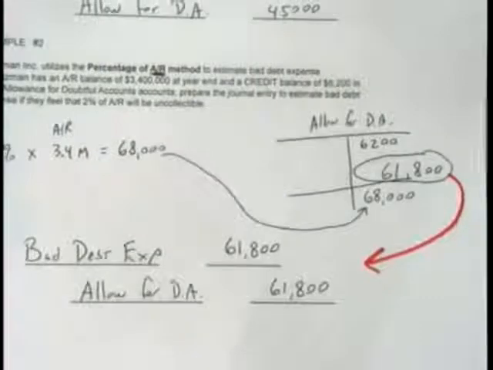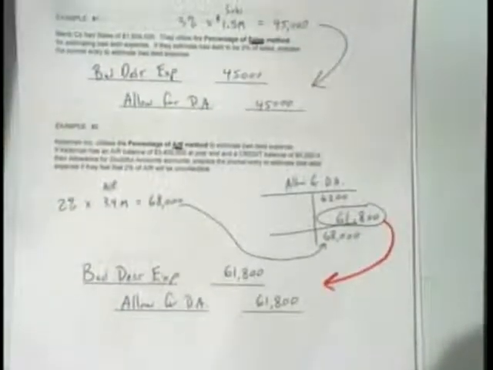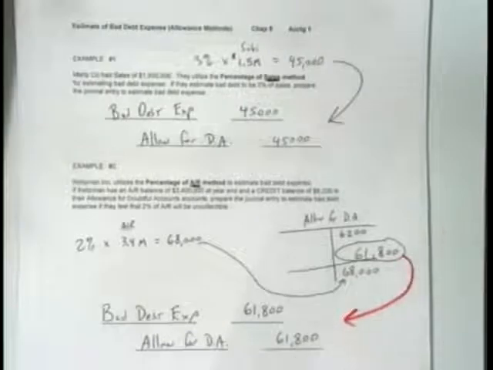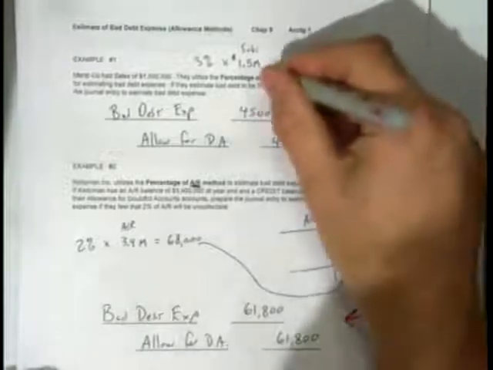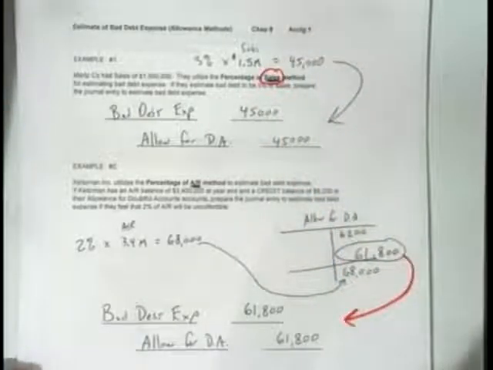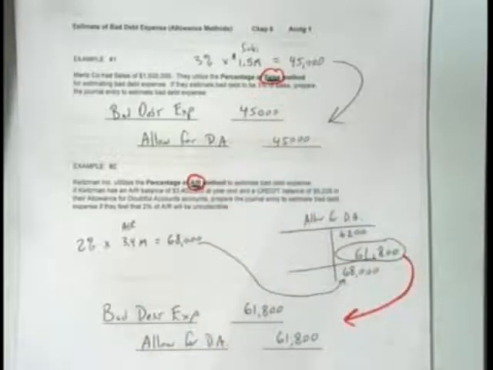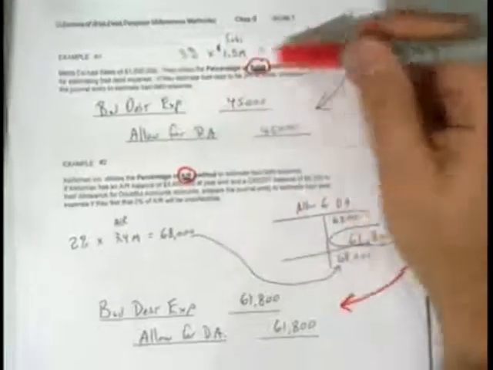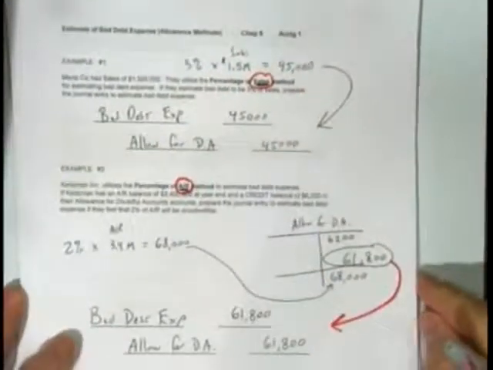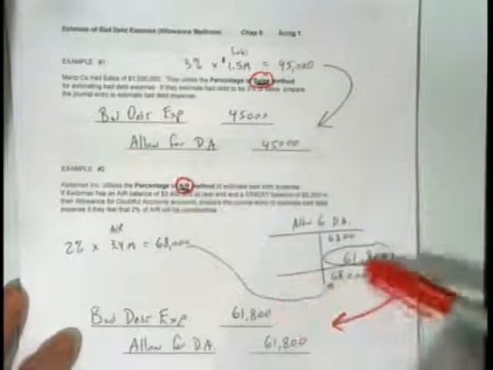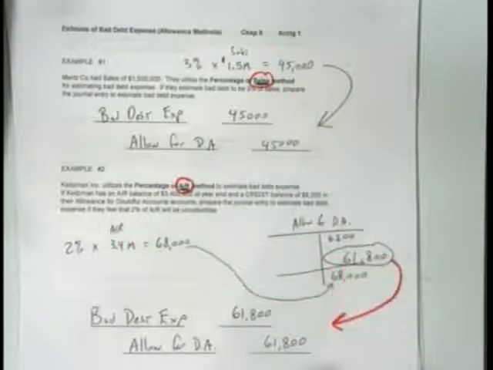Do you see the difference between the percentage of sales method and the percentage of AR method? I never think this is that confusing, but students really struggle with this. Here's what you have to do. First see, is this a percentage of sales method or a percentage of AR method? If it's a percentage of sales, you figure out the percentage of sales and it goes boom right in there. If it's a percentage of AR method, you have to do this intermediate step, okay?